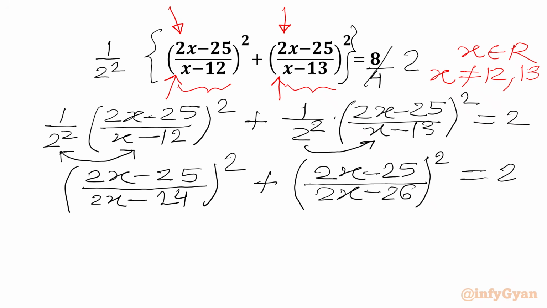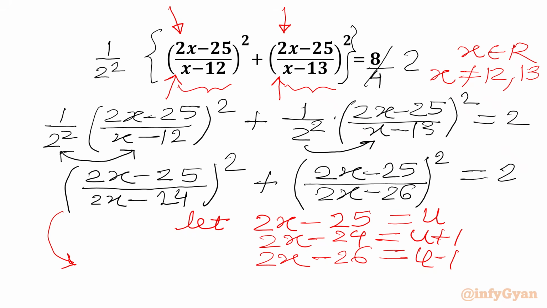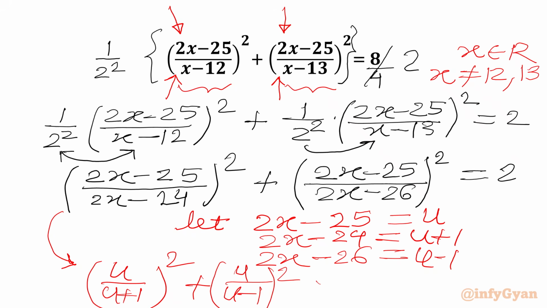Now we can use substitution. So let us assume 2x minus 25, suppose this is equal to u. So we can write 2x minus 24 will be u plus 1 and 2x minus 26 will be u minus 1. So we can write our equation in variable u over u plus 1 whole square plus u over u minus 1 whole square equal to 2.